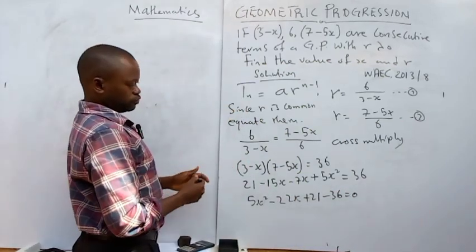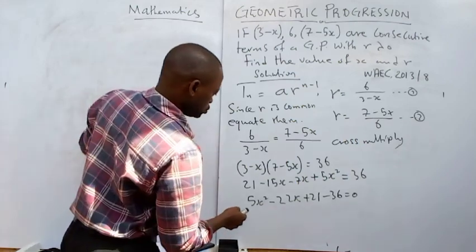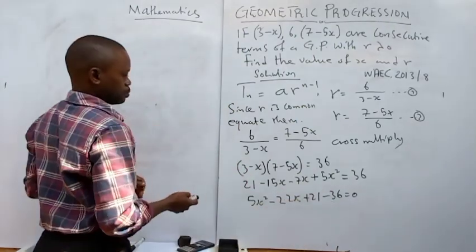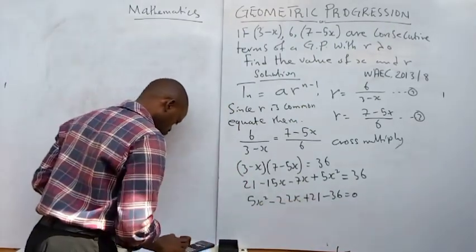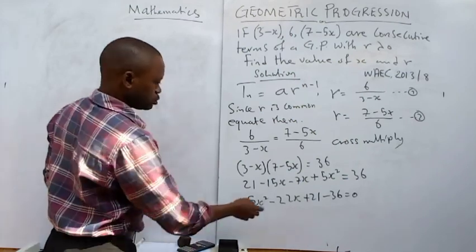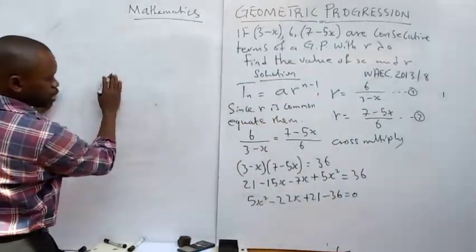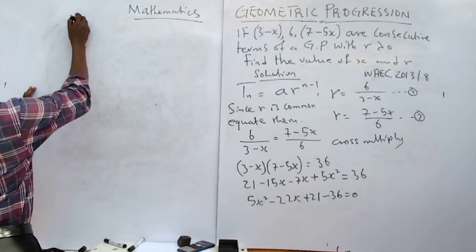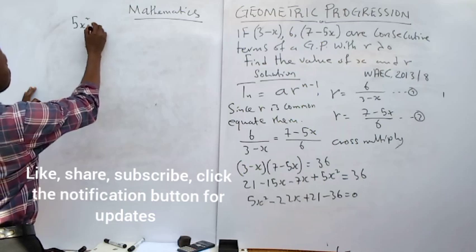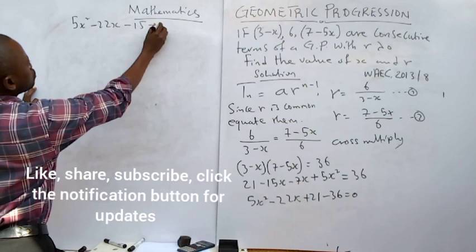Okay? I'm sure you follow that. Please check it out again. So, this and this can still come down. 21 minus 36. Let me say 36 minus 21. That's 15. So this will be minus 15. So let me continue over here. So I am having now 5x squared minus 22x then minus 15 equals to 0.